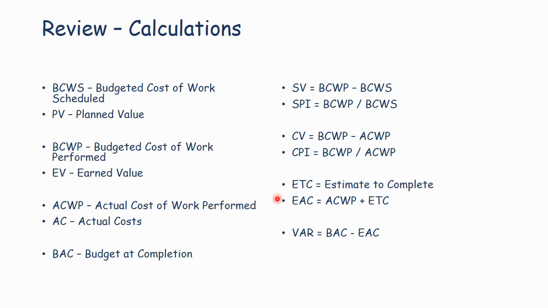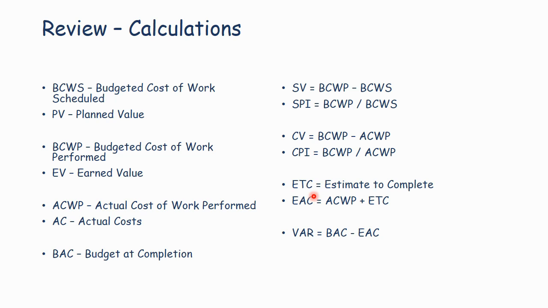And the estimate to complete is my estimate for the cost to complete the project. So I've already spent actuals. The estimate to complete starts from that point in time and estimates out to the end. The estimate at complete is the actual costs plus the estimate to complete. And I compare that to the budget at completion to get the variance at completion, the VAC.